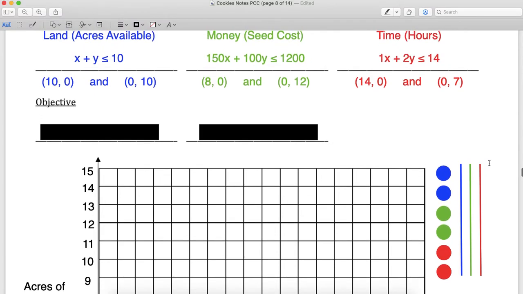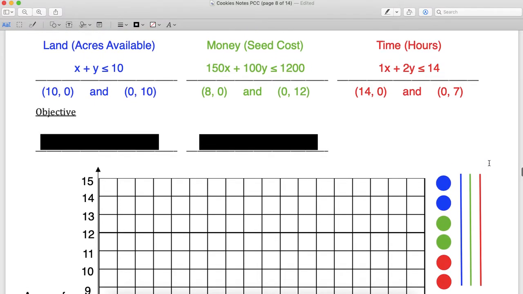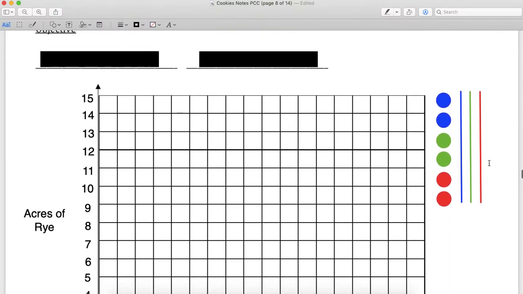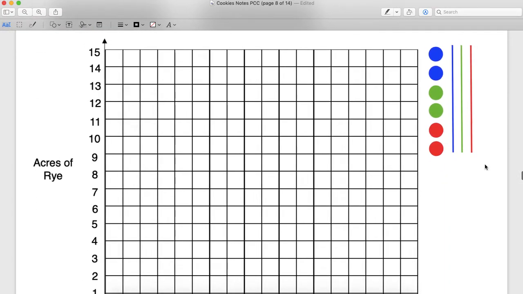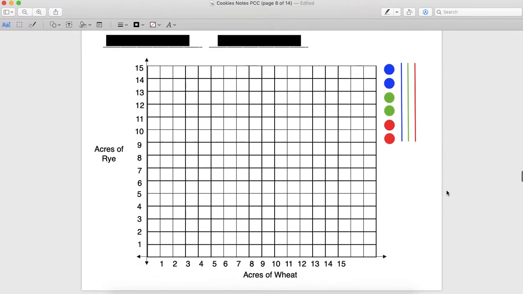Okay, so starting with blue, which stands for the land that we have available, both of my intercepts are 10, which makes things easy. So let me zoom out here. All right, my x-intercept is 10. My y-intercept is also 10. And obviously I kind of cheated here because I already had my graph set up and ready to go. So feel free to pause the video and do what you need to do here to get organized and get ready.